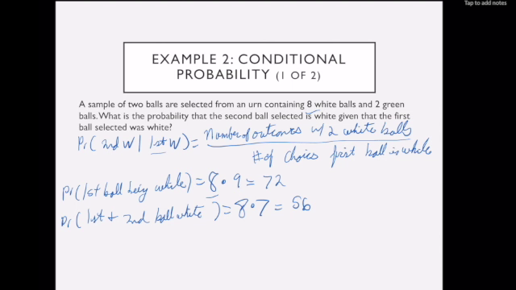So the probability that my second ball is white, given that my first ball is white, is going to equal 56 over 72. Now that fraction can simplify. 56 over 72 simplifies down to 7/9. So there's a 7/9 probability, given the first ball is white, that the second ball is white.